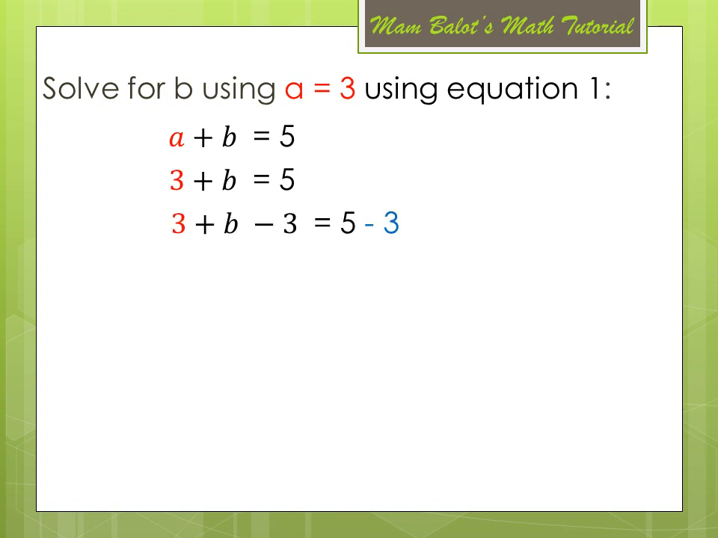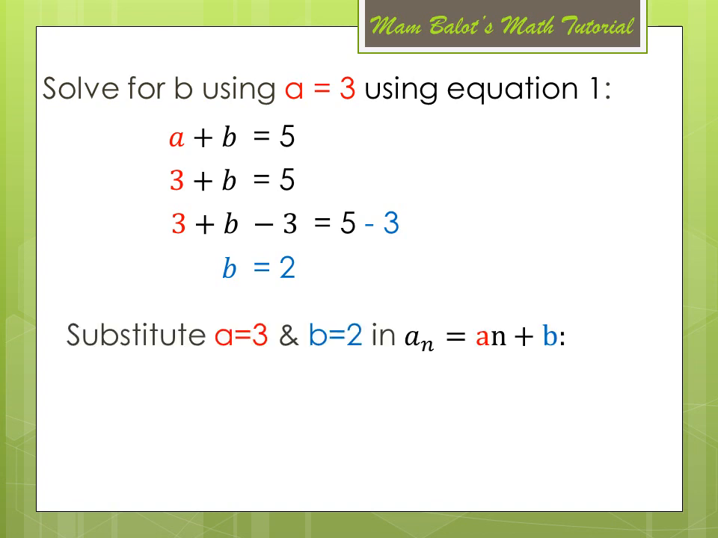To solve for b, we will use the addition property of equality, so we will add negative 3 on both sides such that b will be the one left on the left side. So we have now b is equal to 5 minus 3, which is 2. So therefore, we have the value of b, which is 2.